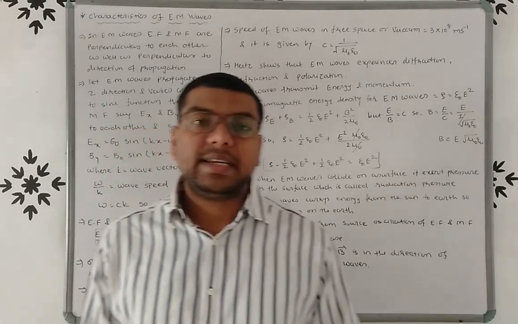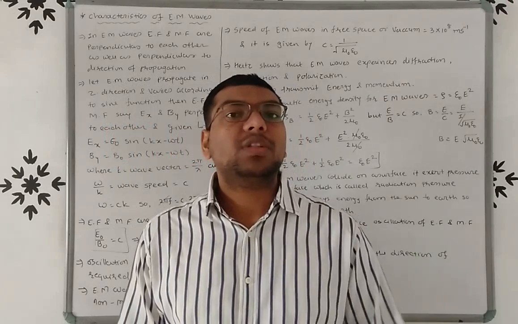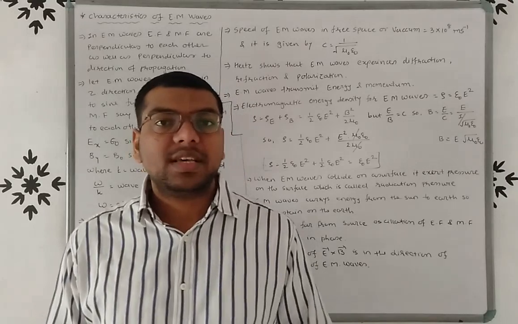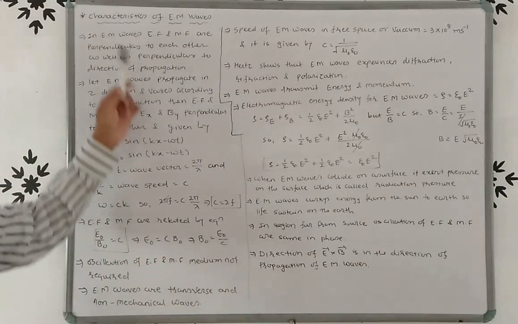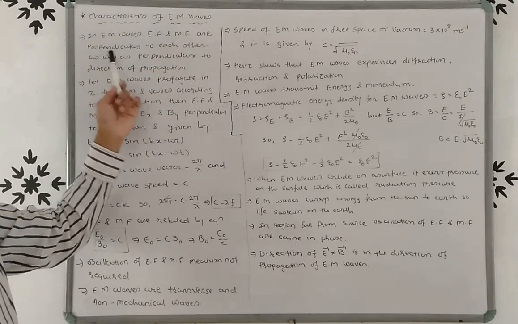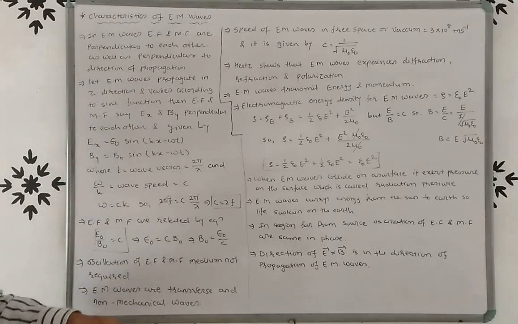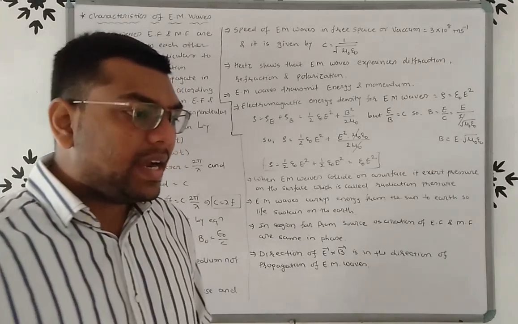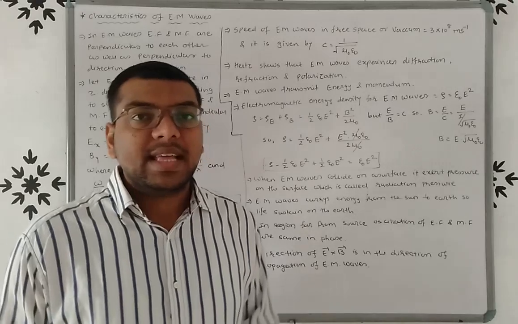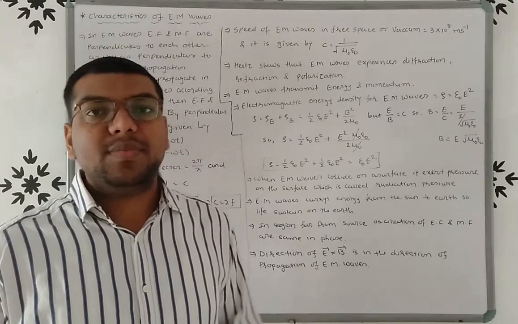Because the electric field and magnetic field are perpendicular to each other and both are perpendicular to the direction of propagation of EM waves, right? So see friends, first point: in electromagnetic waves, the electric field and magnetic field are perpendicular to each other as well as perpendicular to the direction of propagation. As I say, if the direction of propagation of EM waves is in the Z axis, then the electric field will be in the X axis and the magnetic field will be in the Y axis.